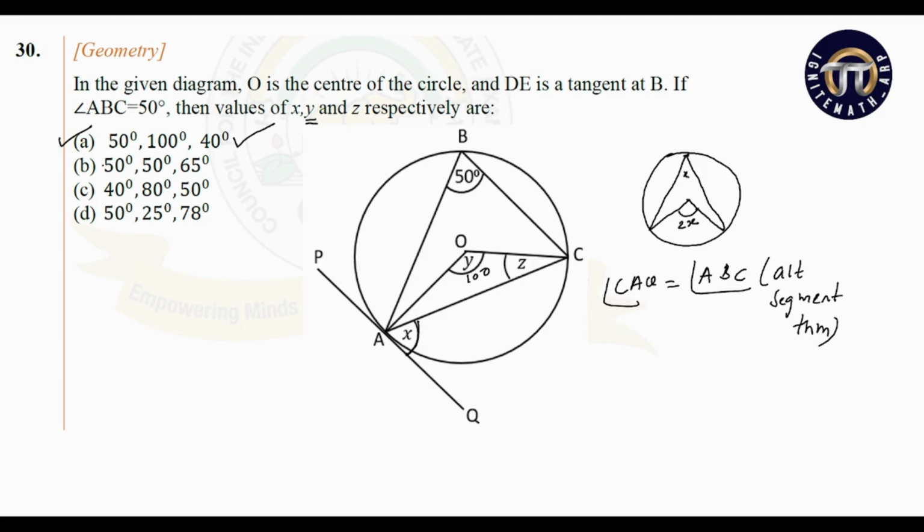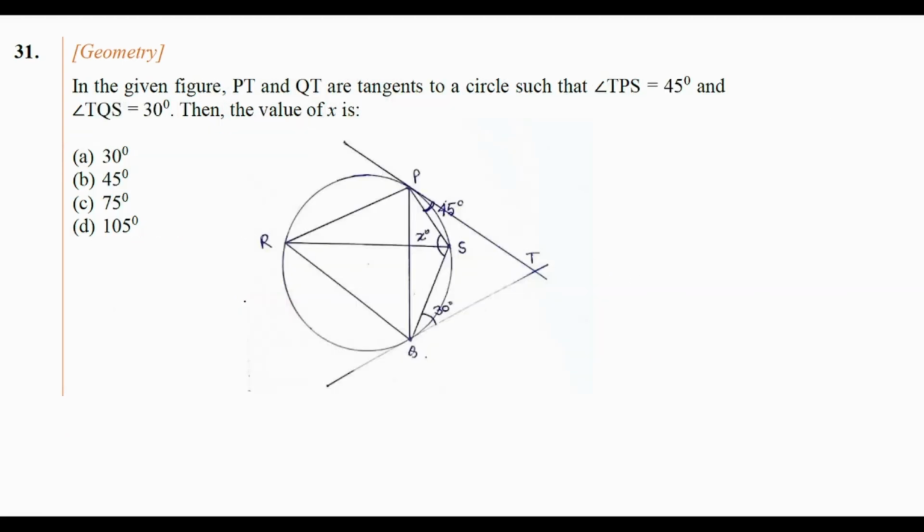Now let's move to the next question, question number 31. Clear, children? Here you are asked to find the value of X. So how can I find the value of X here? It's very, very important, children. What is given there? TQS is equal to 30 degrees. TQS, this is 30 degrees, this is 45 degrees.